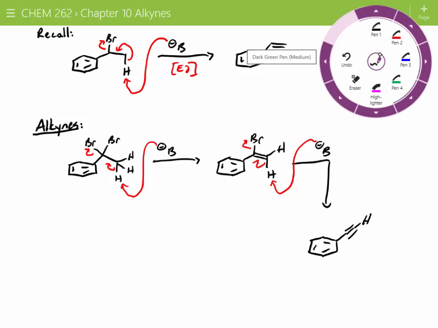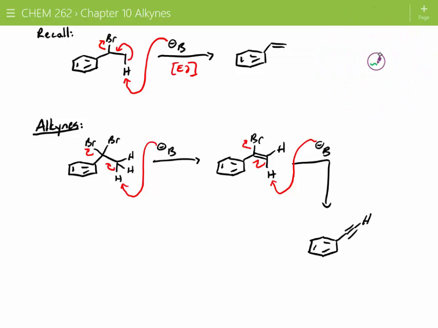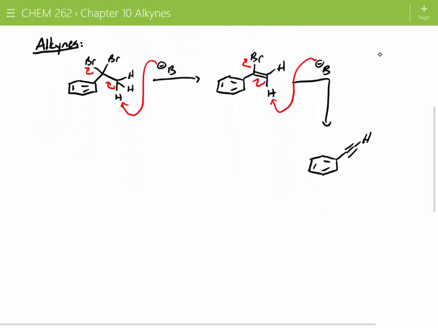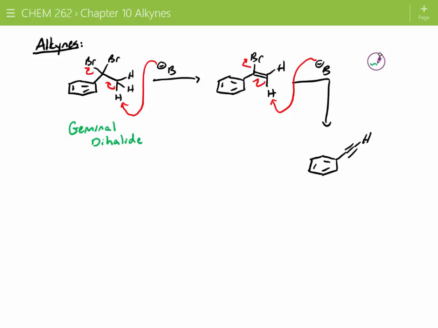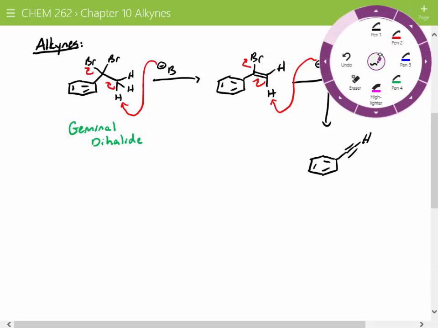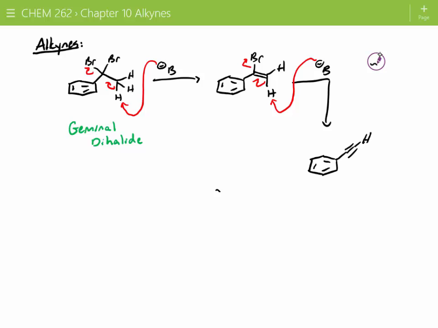These dihalides have a specific name. In this case, we've got two bromines coming off of the same carbon. What these are called are geminal dihalides. Gemini in Latin means twins, so geminal dihalides mean both halides are coming off of that same carbon. Conversely, we can do it where these halides come off of different carbons. If we have them coming off of different carbons, we call them vicinal dihalides.